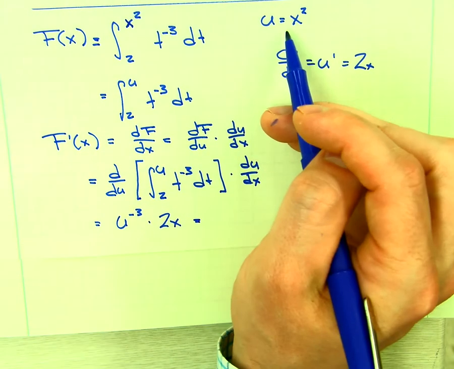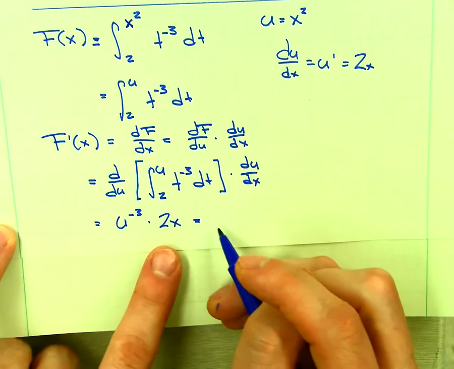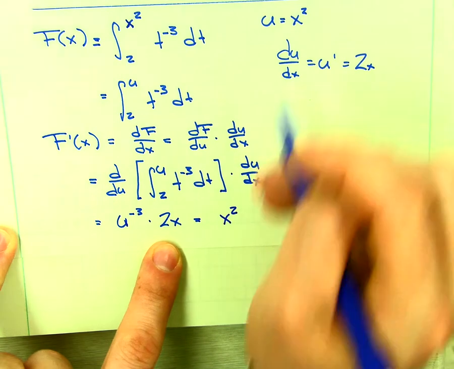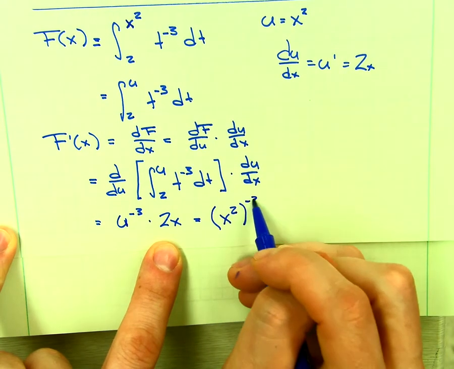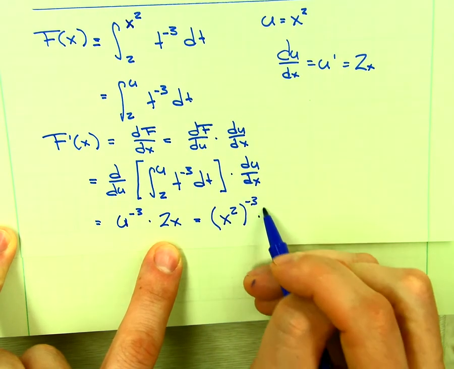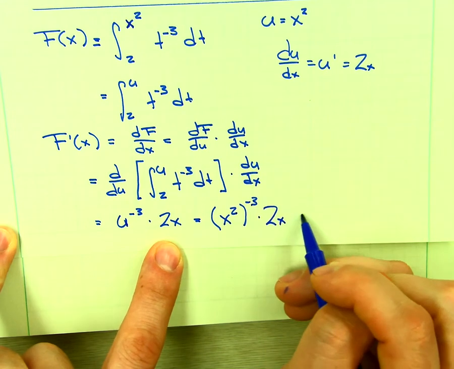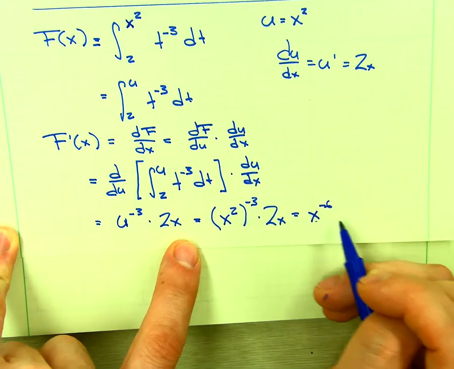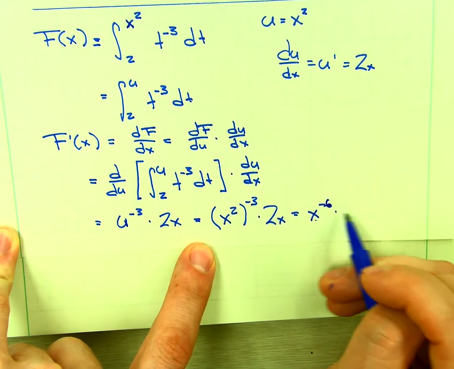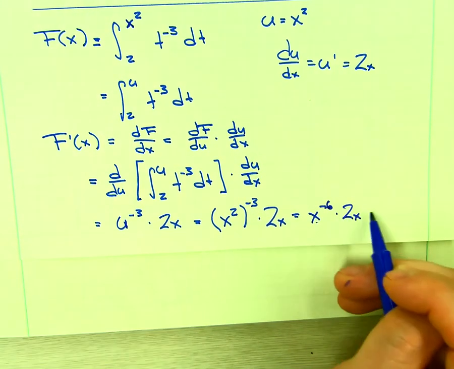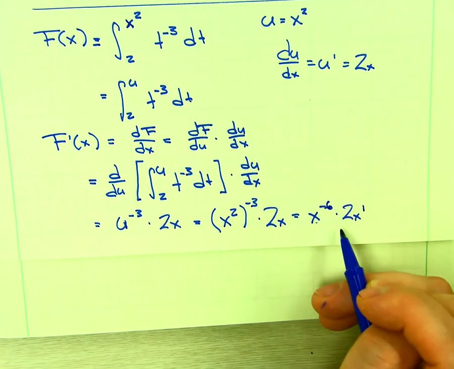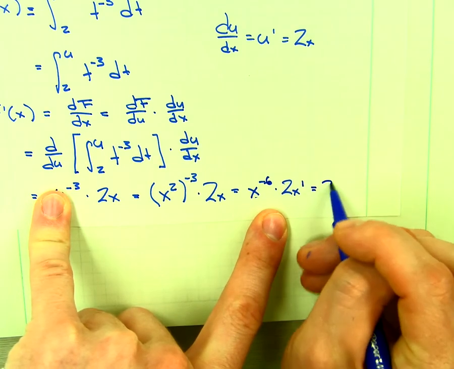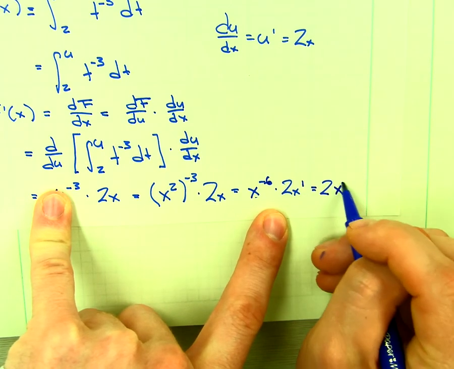Now if I remember, u is equal to x squared. So now all I need to do is substitute. I've got x squared to the minus 3, which is x to the minus 6, since 2 times negative 3 is negative 6, times 2x. I've got an x to the first power here and an x to the minus 6 power. I can combine those two, and leaving the constant out front, they're just going to be equal to 2x to the minus 5th power.